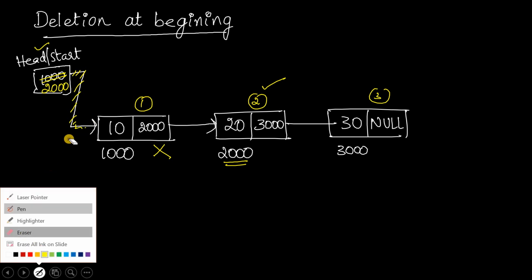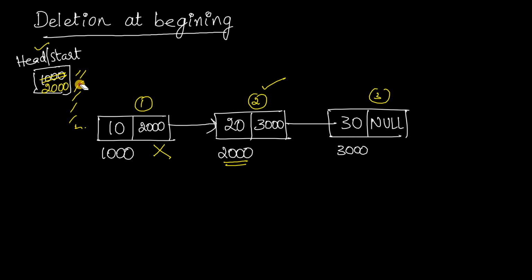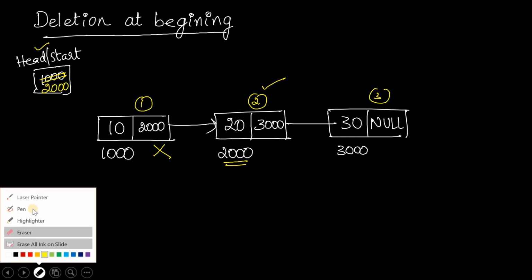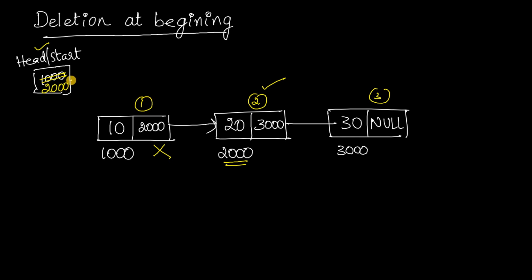This link will be deleted, and because of storing 2000 here, a link will be formed like this. A link will be formed like this. And now this node will become the first node and this will become the second node, right?